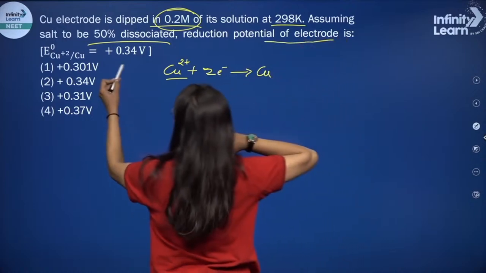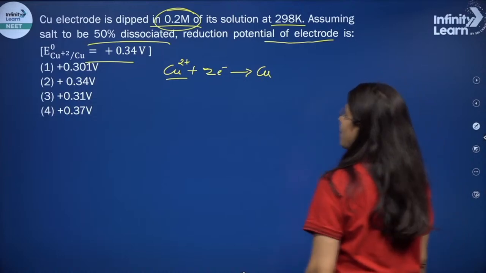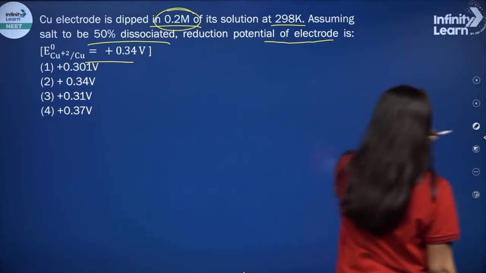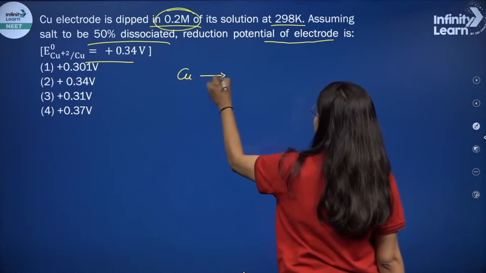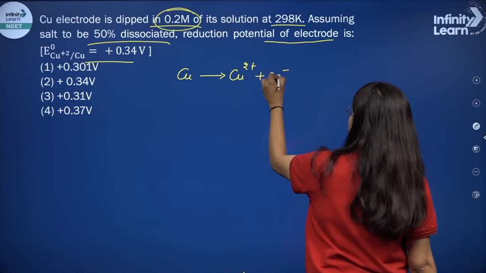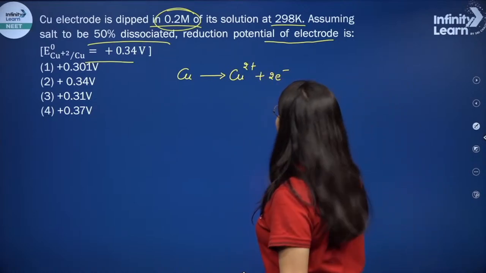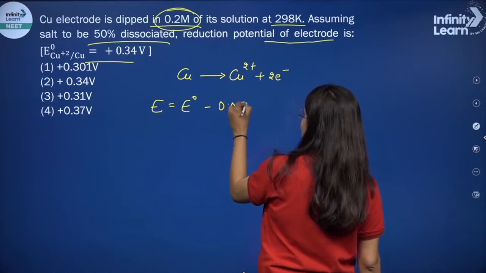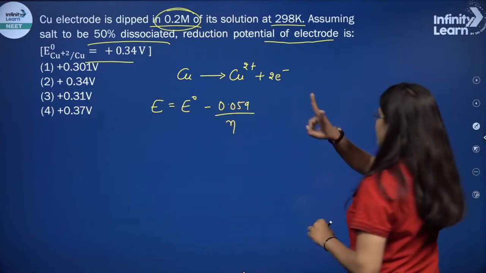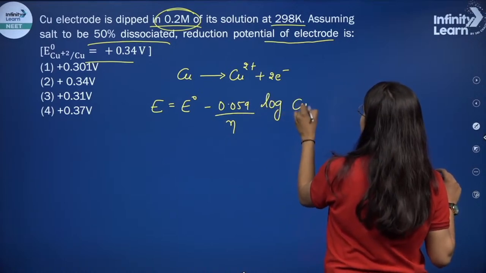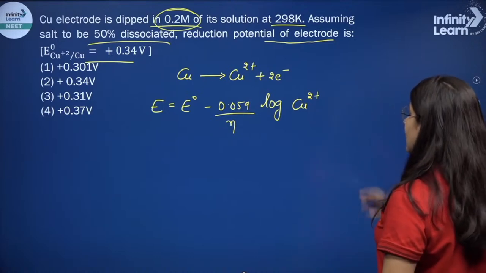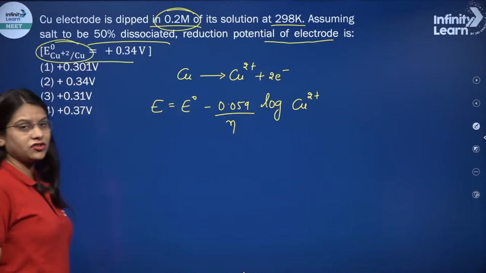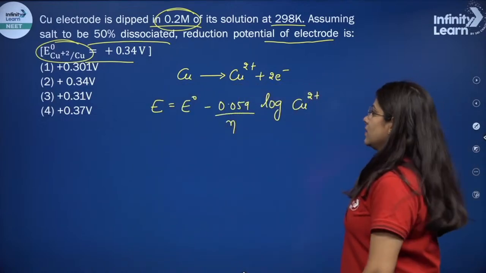Yes, we need to find the value of the electrode potential. Now what is happening here? Copper is dipped, no? So the reaction will be reverse. Just a second. The reaction will not be this, no? The reaction will be reverse. So let us talk. We are dipping copper, so it will become copper 2 plus plus 2 electrons. We need to just find the value of the reduction potential of this electrode. So E is equal to E naught minus 0.059 by N. What is the value of N? N is the number of electrons transferred, so it is 2, log of what? Copper. Now, you always have to remember that this is a reduction potential. So we need to write our reaction in terms of what?